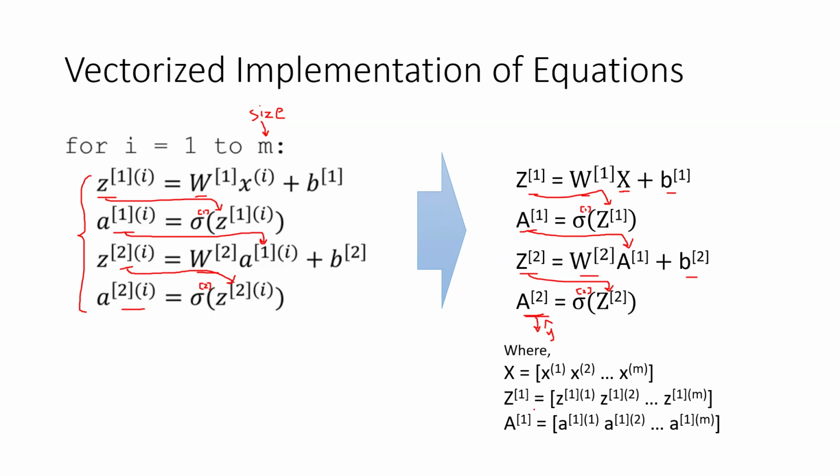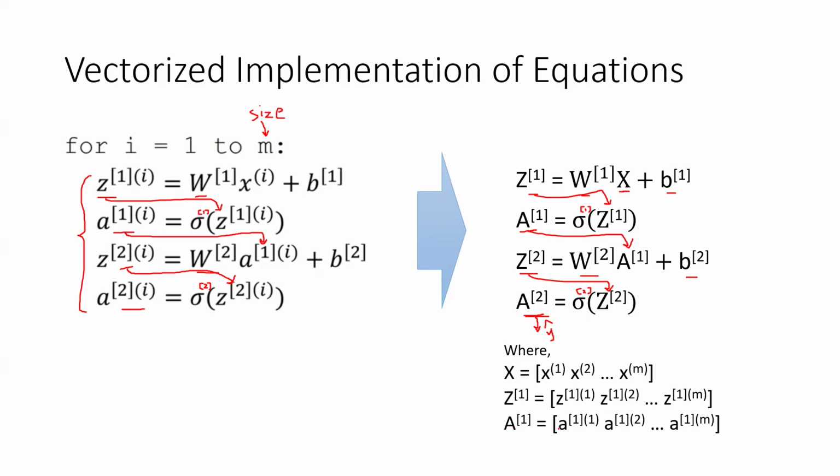So this is Z1, that means capital Z value for the first layer. When you say capital Z, that means for all the data points, right? When you say capital X, that is for all the data points. So when you take capital Z1, it is simply Z for the first layer, first data point, first layer, second data point, and first layer, mth data point, right?